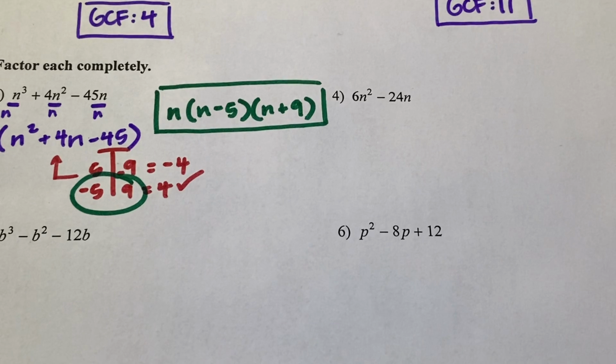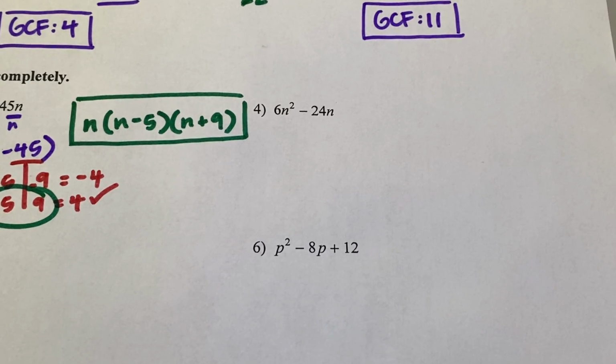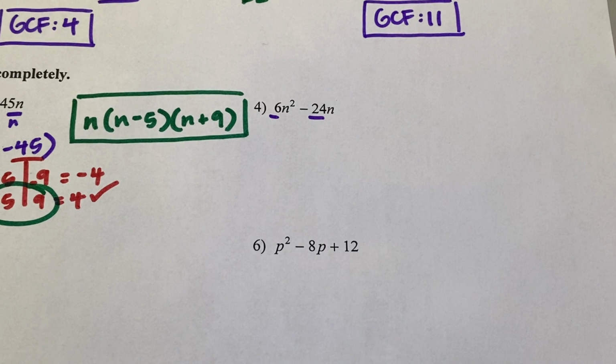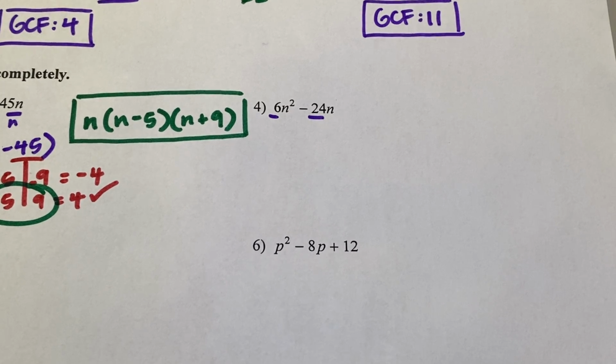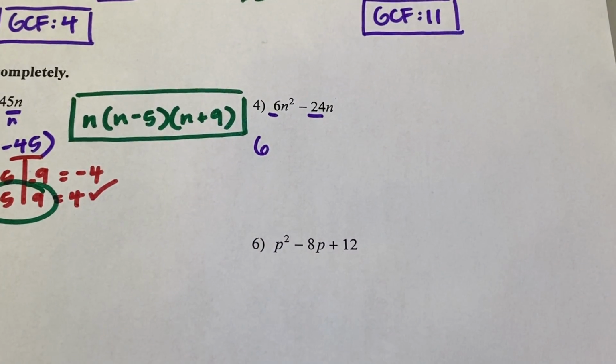Beautiful. Okay, let's look at number 4. First things first, always see if they have something in common. We only have 2 terms here, so let's look at our numbers. 6 and 24. Is there a number I can divide both 6 and 24 by? What about 6? Can I divide 6 by 6? Yeah. Can I divide 24 by 6? Yep. So they have that 6 in common.